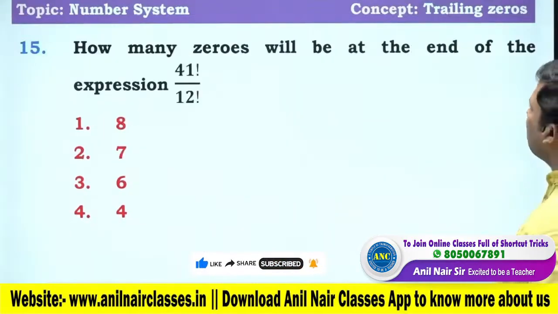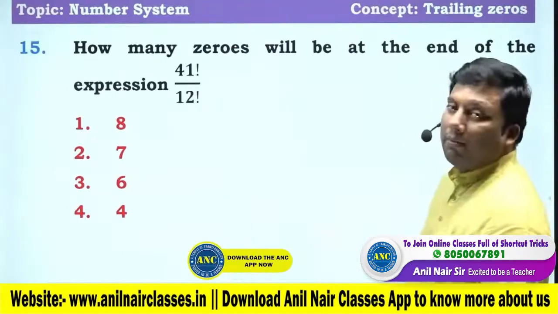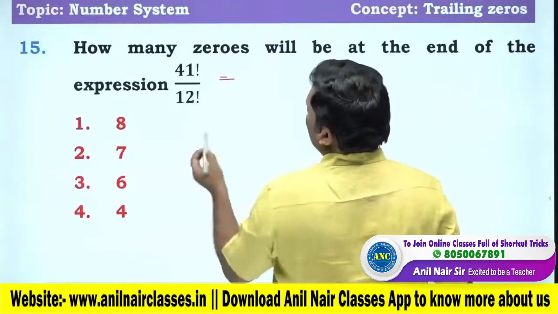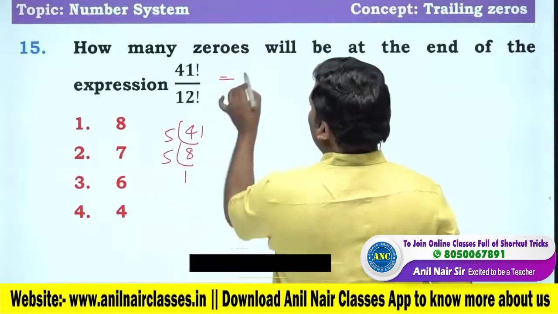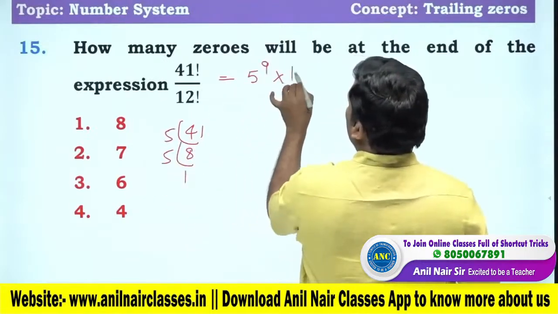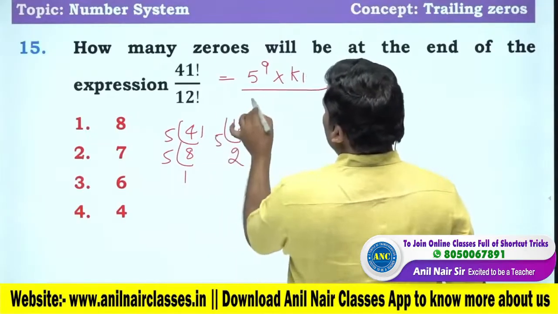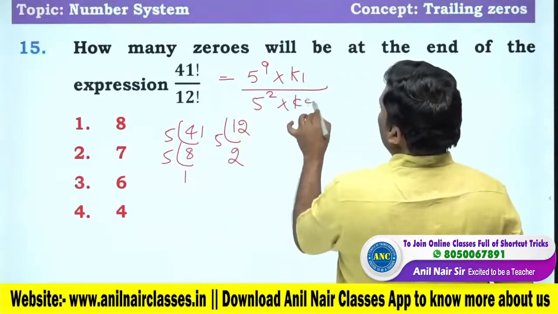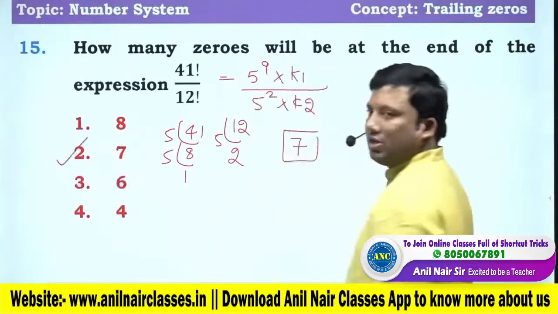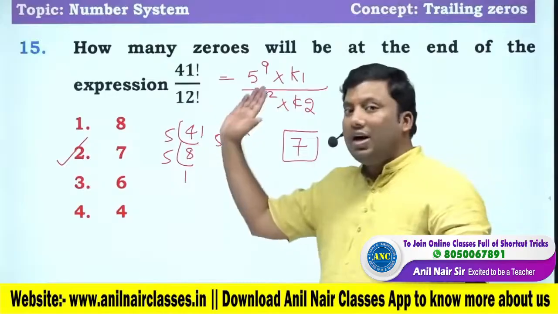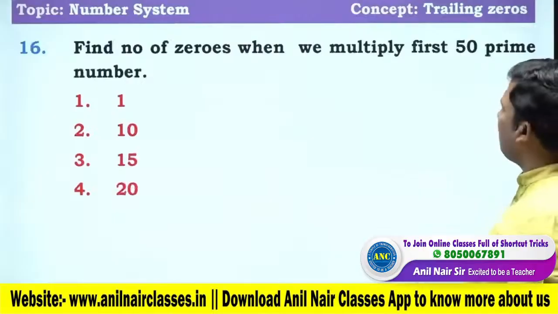Next one. How many zeros will be there at the end of the expression? For a factorial, the number of zeros is dependent on the power of 5. So 5 8s are 40, 5 1s are 5. It is 5 power 9 into K1 divided by 5 2s are 10, 5 square into K2. 9 minus 2, the answer for this question will be 7. The idea is clear, right? For factorial problems, the number of zeros at the end is the highest power of 5.